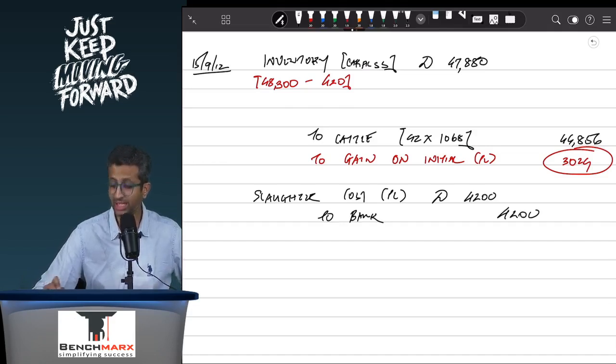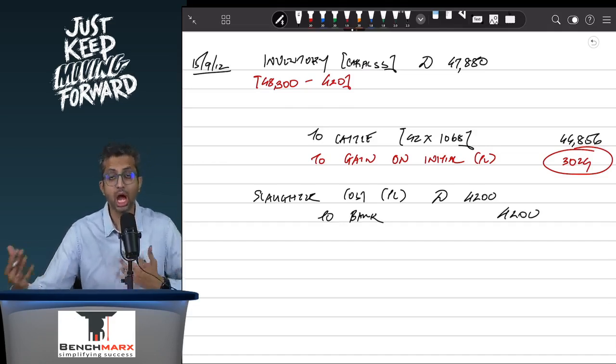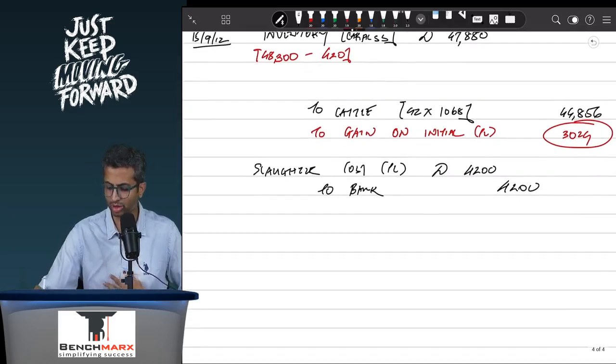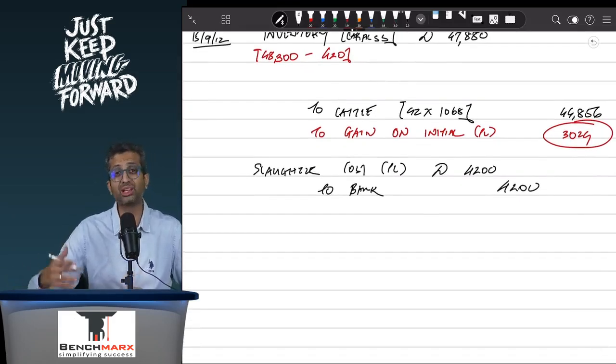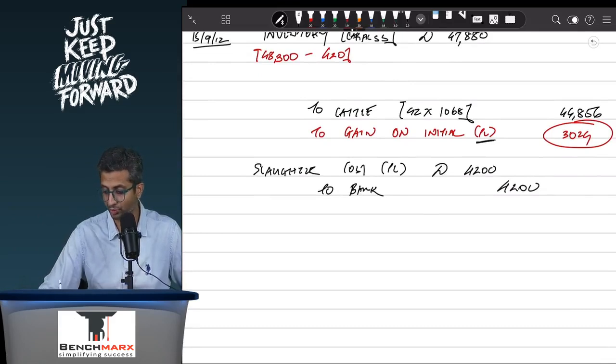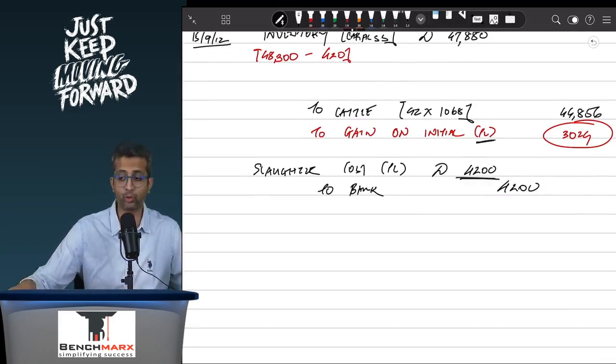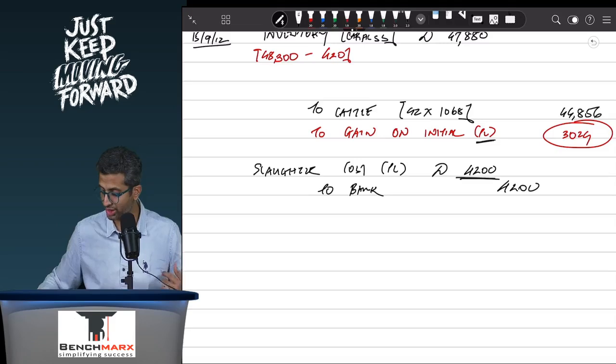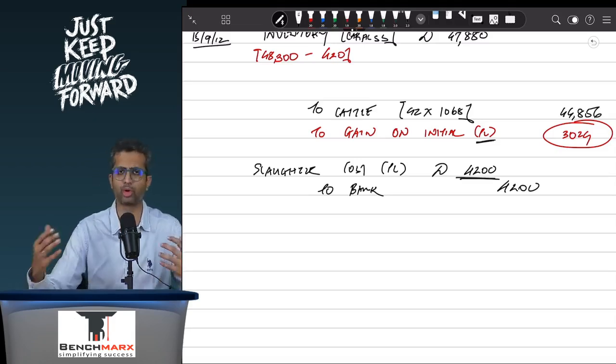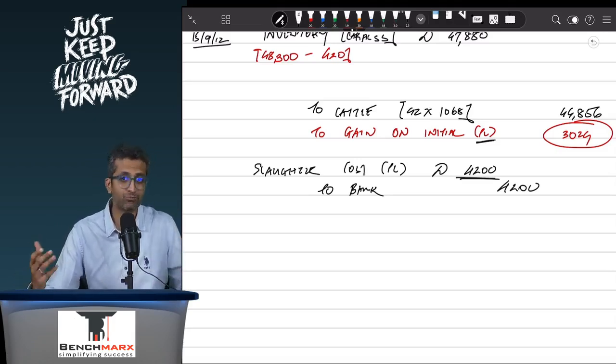4,200. So in my opinion, this is the best way to present. However, the institute has done a little bit of shortcut over here. They've said that rather than showing a gain going in the P&L of 3024, then showing a slaughter cost of 4,200 which is debited to the P&L. So basically in your P&L, there's a 3024 gain and a 4,200 cost. So if I take the difference between the two, that is approximately a 1176 rupees net debit on the P&L.